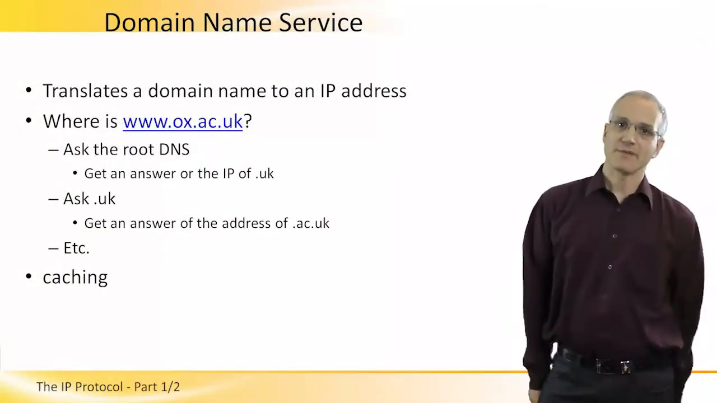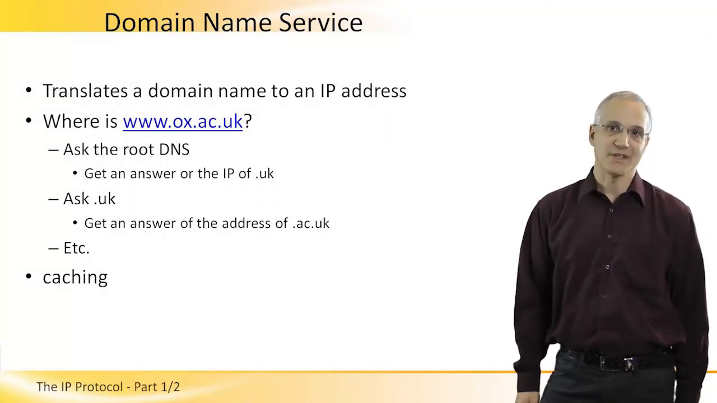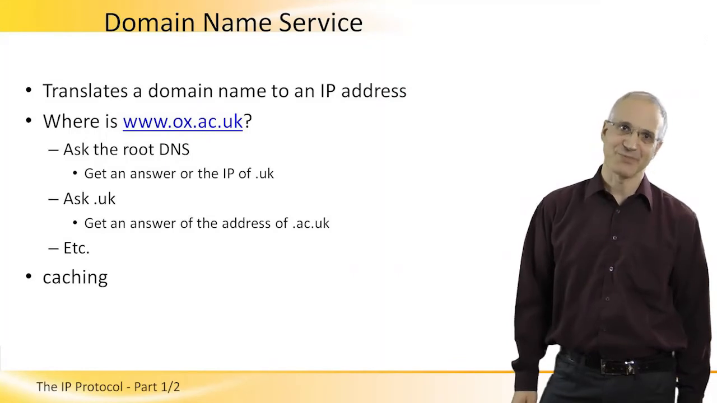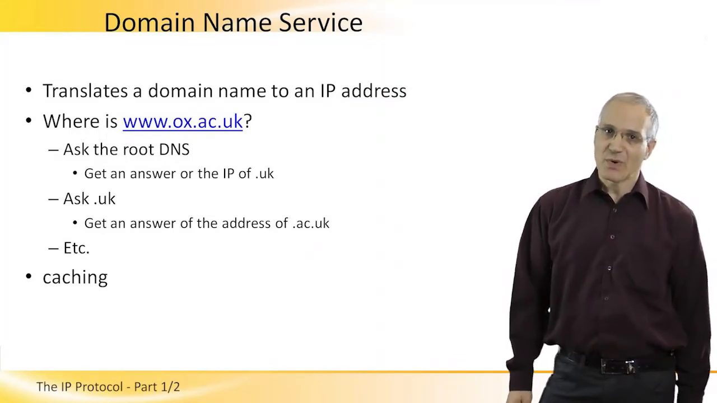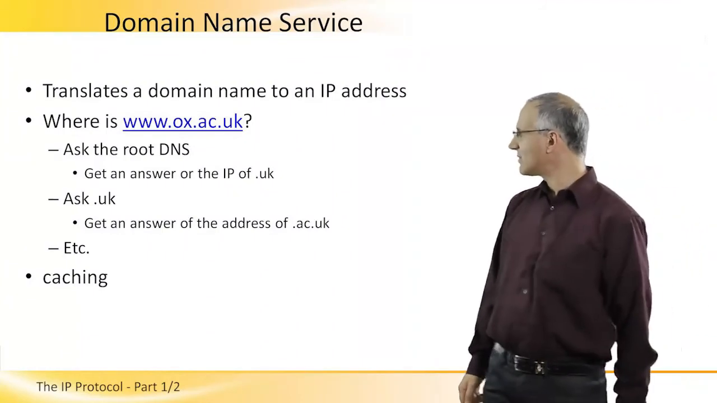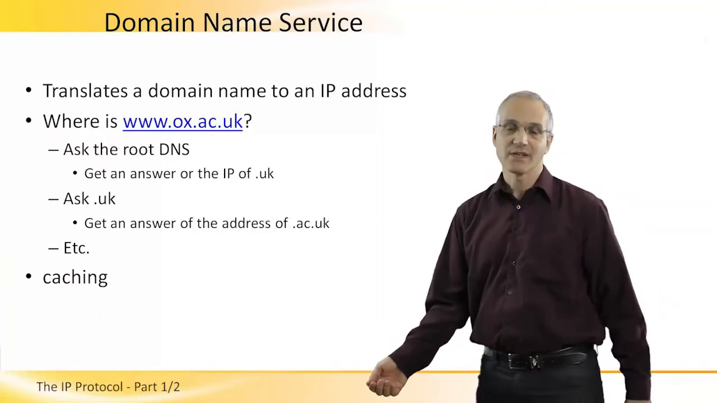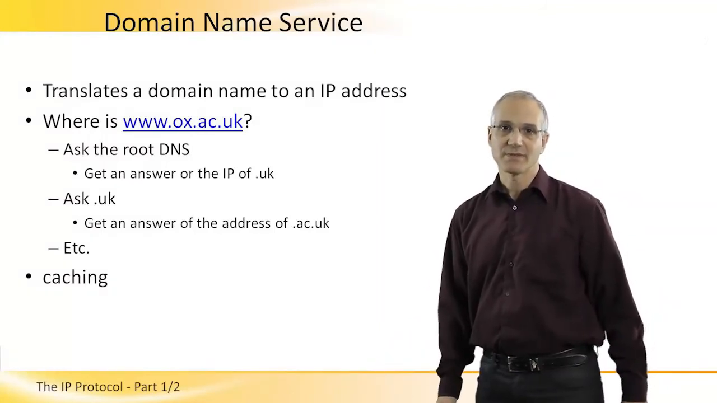The domain name service translates the domain name into an IP address because eventually IP needs an IP address. It cannot understand a domain name. This is only for us humans. So when I type in my browser, for example, www.ox.ac.uk, what is happening? How is it translated into an IP address?